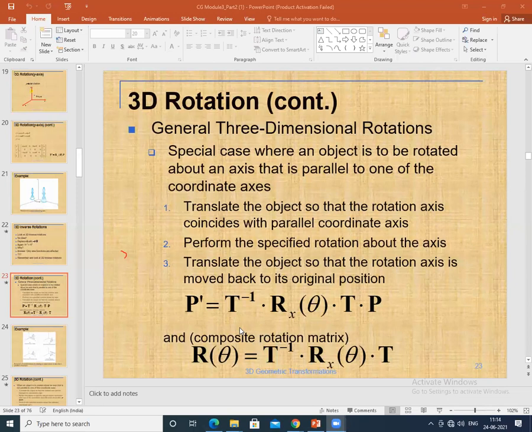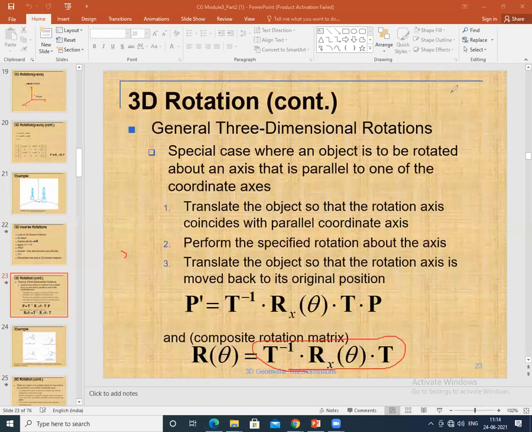So what is P dash? P dash is nothing but P multiplied by translation, rotation of theta, and back translation. And what is the composite rotation matrix? R of theta is nothing but translation, rotation, again translation.